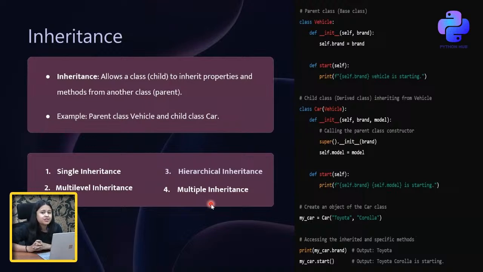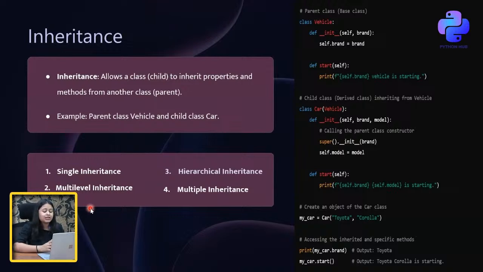The next type is multiple inheritance. What happens exactly in it is that there is a child class that inherits from more than one parent class. Say we have a class vehicle, which could inherit from both car and bike.